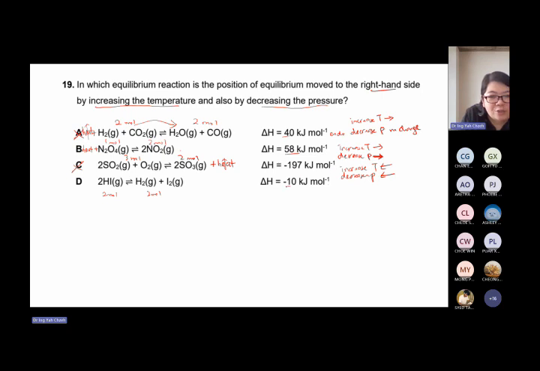Reaction is exothermic, so add heat on the right hand side. Increase the temperature, equilibrium will shift to the left. Decrease the pressure, equilibrium no change because both sides have the same number of gas molecules. So the only answer that gives both equilibrium position moving to the right hand side is B. That is why 19, the answer is B.